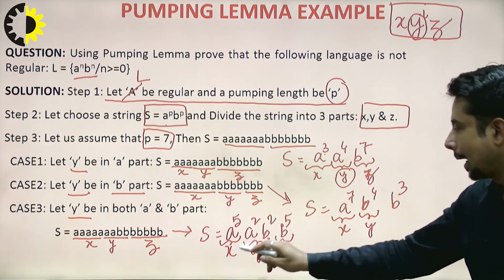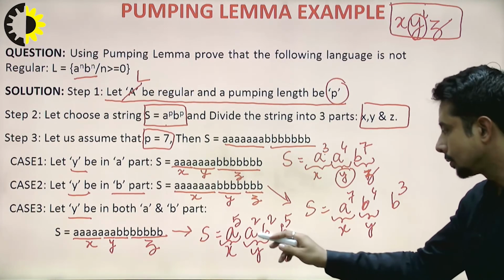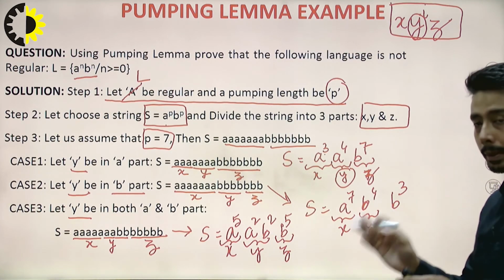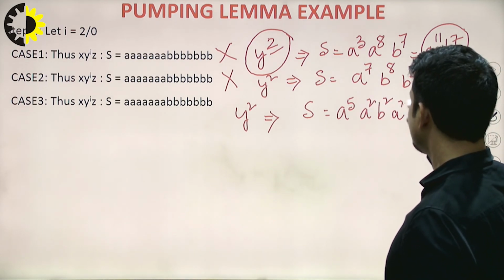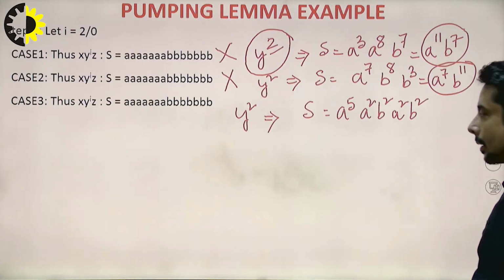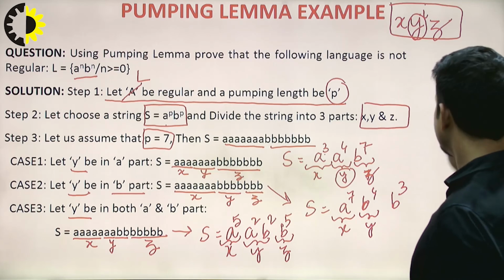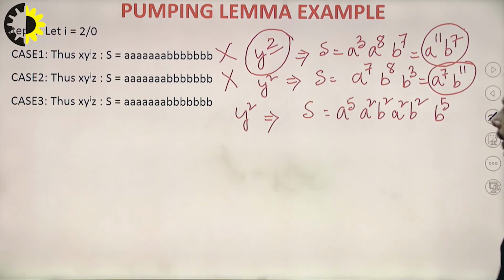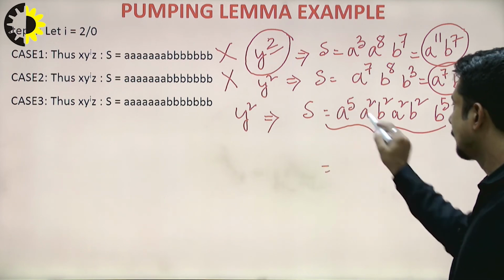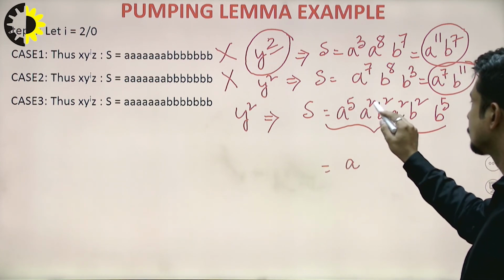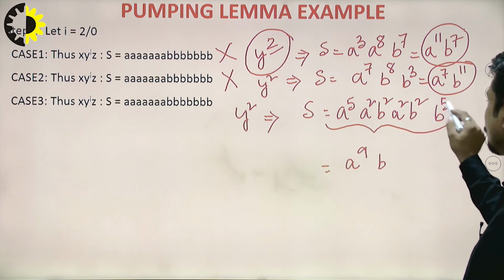See, x, a^5, will remain as it is, it will be constant. Y is a^2 b^2, doubled. So the format will be a^2 b^2 a^2 b^2. Correct? So finally b^5 as z. So it will be b^5. Now look into this particular scenario. Overall, what is the count of a? 5 plus 2 is 7, 7 plus 2 is 9. And b is 2 plus 2 is 4, 4 plus 5 is 9.